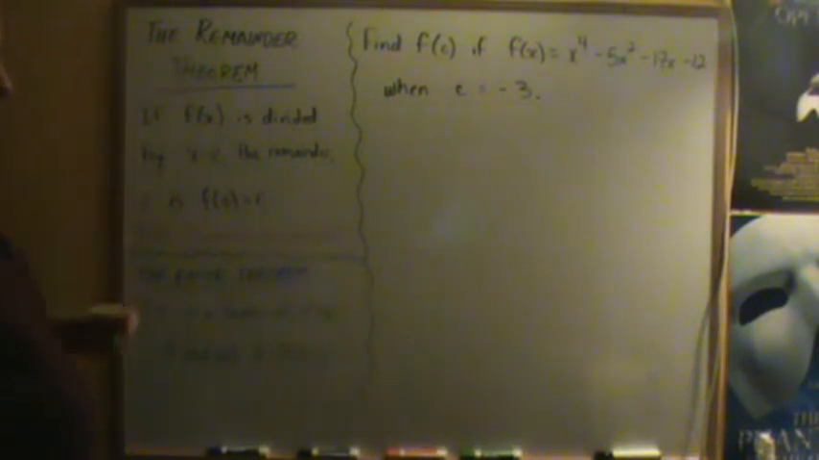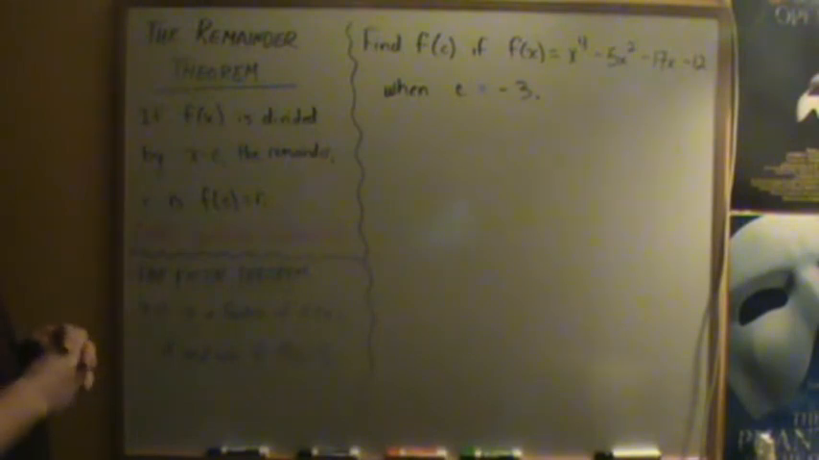With the Remainder Theorem we use something called synthetic substitution to find remainders. Basically it says if a polynomial function f of x is divided by the binomial x minus c, the remainder r is the value of the function f evaluated at c. And the way we find it is by doing something called synthetic substitution.